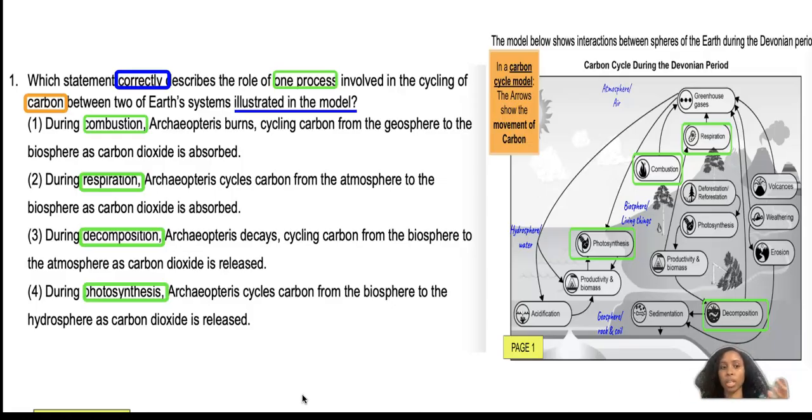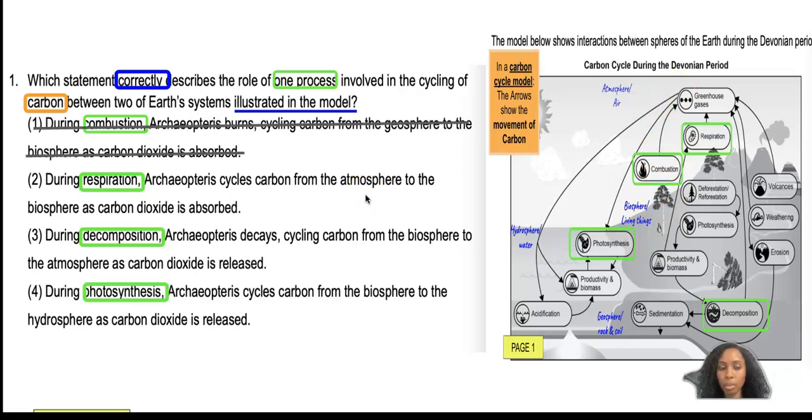So now that we've annotated all of that, let's start using our process of elimination to get rid of the answer choices that don't make sense based upon what we see. So based on this, I'm going to get rid of answer choice number 1 because it says that carbon is cycling from the geosphere to the biosphere. And if I look here, I'm going to see that it starts in the biosphere and then it goes to the atmosphere. So I'm crossing that out.